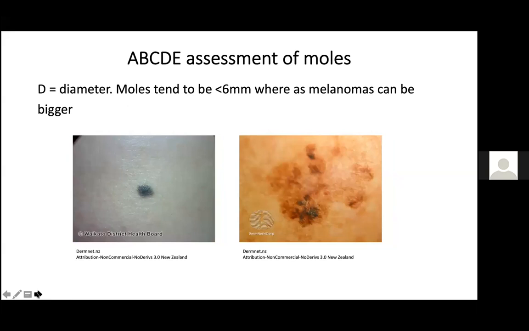D is for diameter. So moles tend to be small. They tend to be less than 6 millimeters. And we can see there on the left there, that's a mole there. That's tiny. It's dark. So that's looking quite reassuring. And we can see there, the one on the right there, that's a bit more worrying.